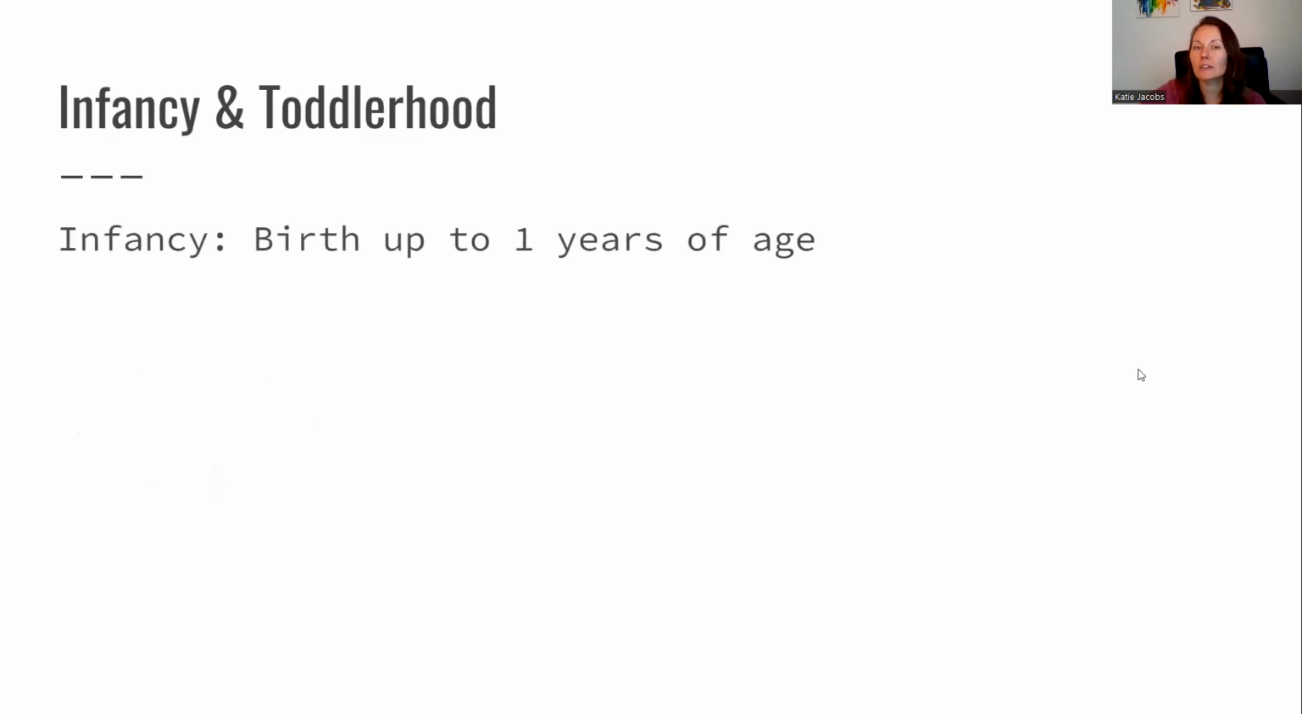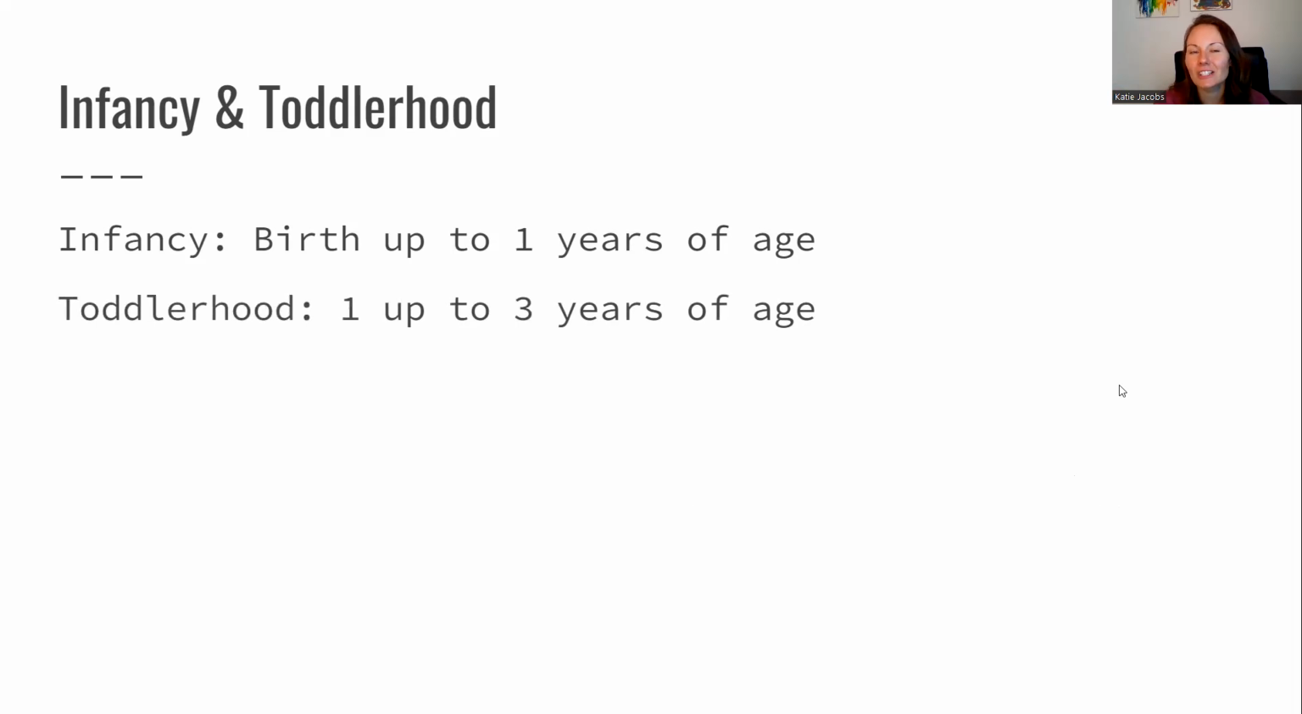Infancy is considered birth up to 1 year of age. So once you hit 1 year old, you are actually a toddler. And so toddlerhood goes from about age 1 up to age 3. Why do you think people call age 1 up to 3 years old toddlerhood? What happens around age 1? That's right. People learn to walk. And so they're toddling around, trying to figure out how to walk.